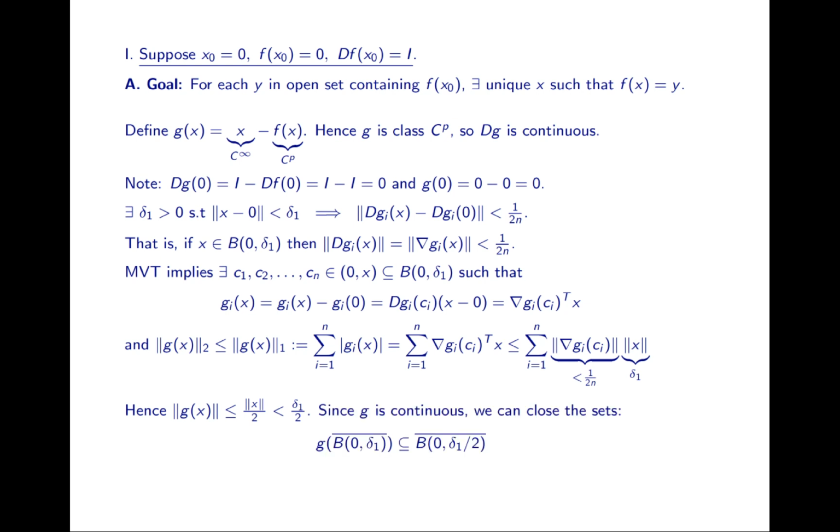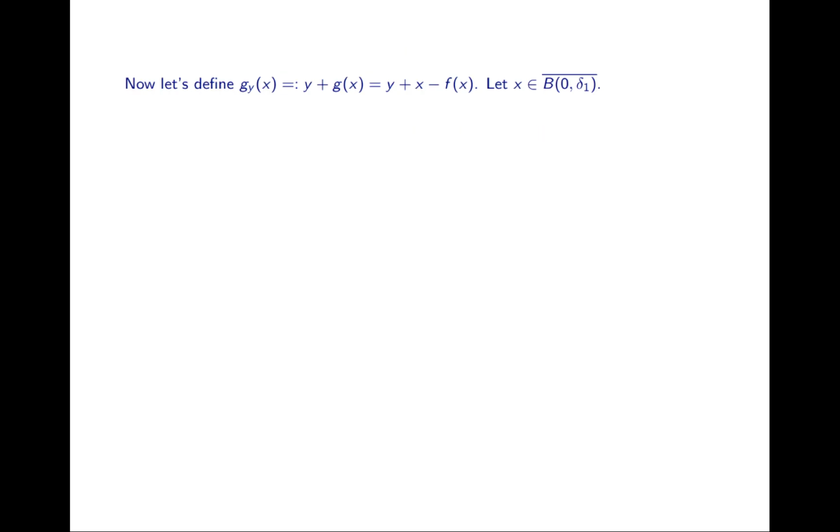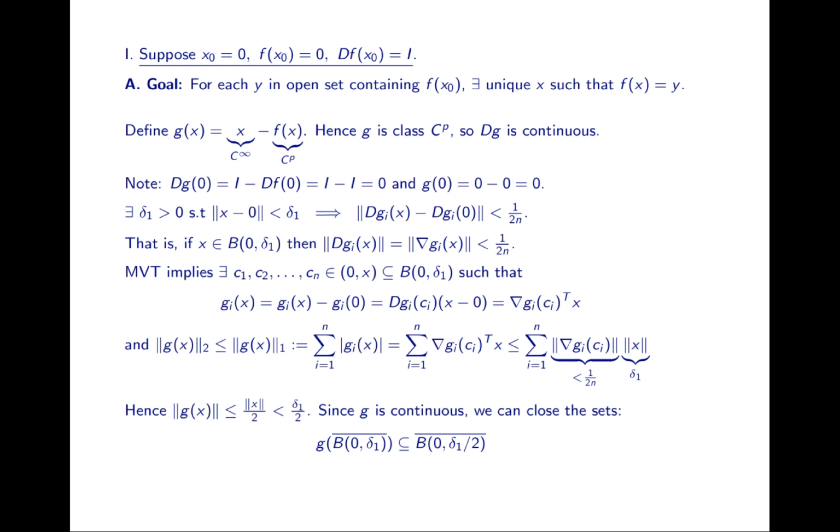Since g is continuous, we can also close this set. G maps the closed ball of radius delta 1 to the closed ball of radius delta 1 over 2. Now, remember, our goal is to work towards building a contraction, right? That's how we're going to get there exists a unique x for each y, because a contraction has a unique fixed point. So that's what we're working towards.